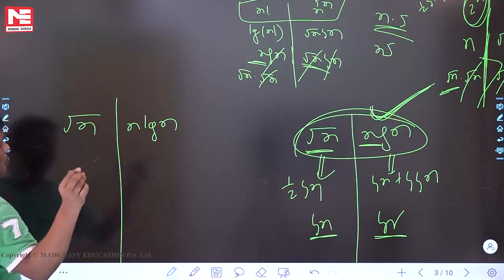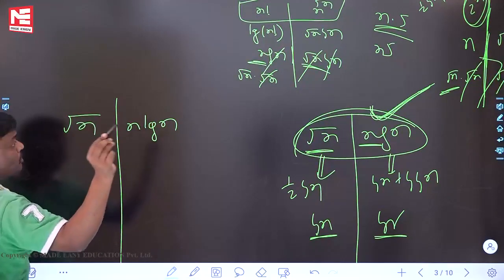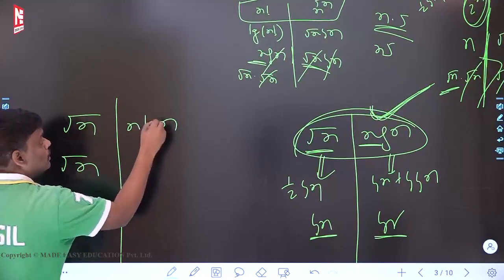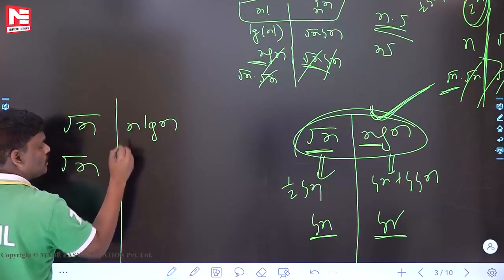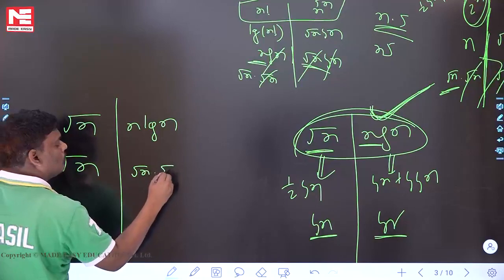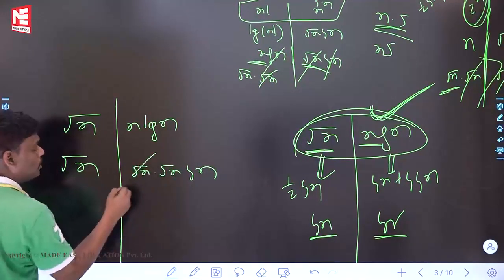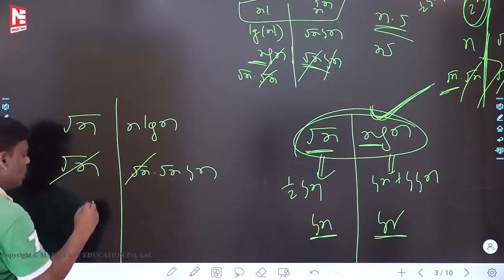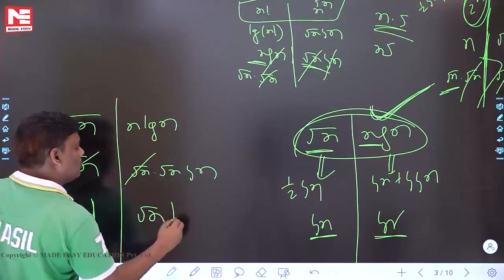Some people are asking, sir, how? Before applying log, cancel the common things. What is the meaning of common? It is the root n only. This thing can be written in terms of this. How? This n can be written as root n into root n, log n. First cancel the common things, then it will become 1 here. It is going to be root n log n.